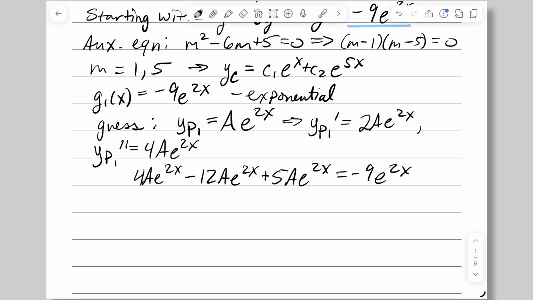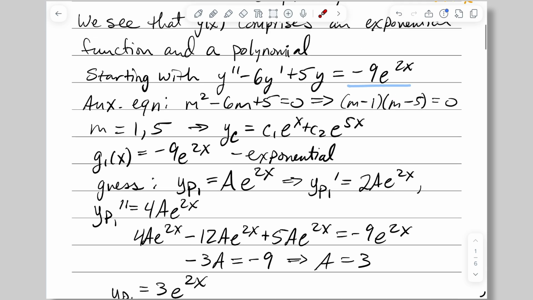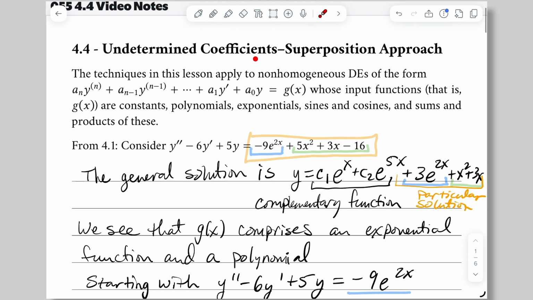E to the 2x is in every term, so we can basically dismiss it. And on the left-hand side, we have, what is that, 9 minus 12, so negative 3a, and the right-hand side equals negative 9. Therefore, a is equal to 3. And we had proposed that the solution should look like ae to the 2x. We just found that a is equal to 3. And so we have that yp1 is equal to 3e to the 2x. This a that we started out with was a coefficient that had yet to be determined. And folks, that's why this is called undetermined coefficients.